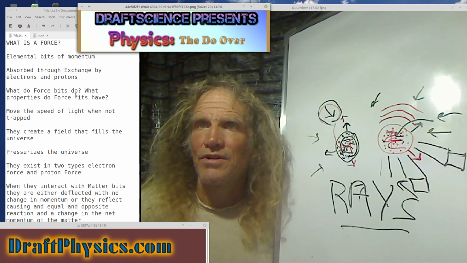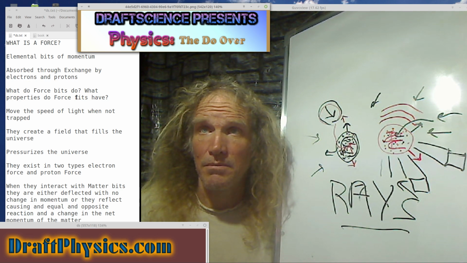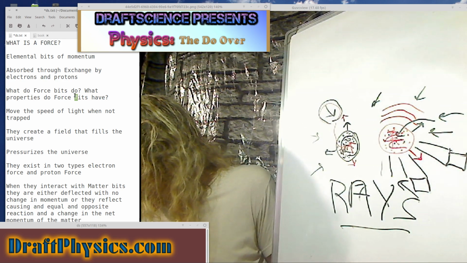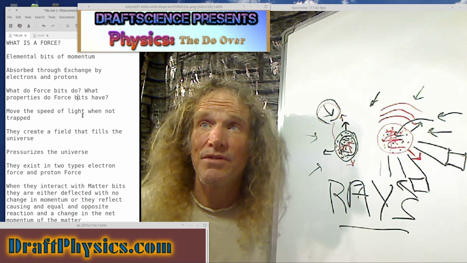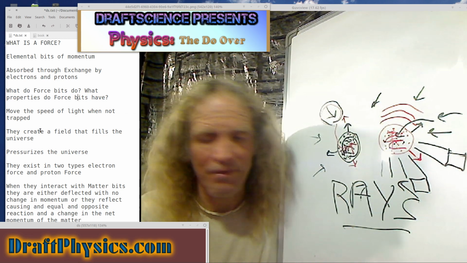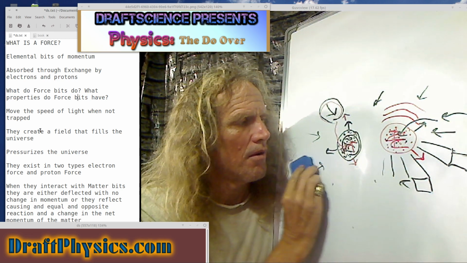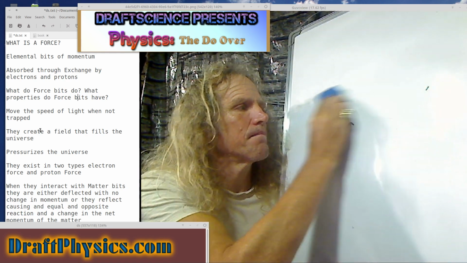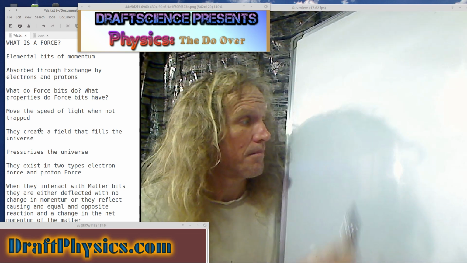All right, what do force bits do? And what properties do force bits have? Okay, so they move at the speed of light when not trapped. They're still moving at the speed of light when they're in a trap, obviously, but they're just not going anywhere. So they don't change their location until they are released from the trap.